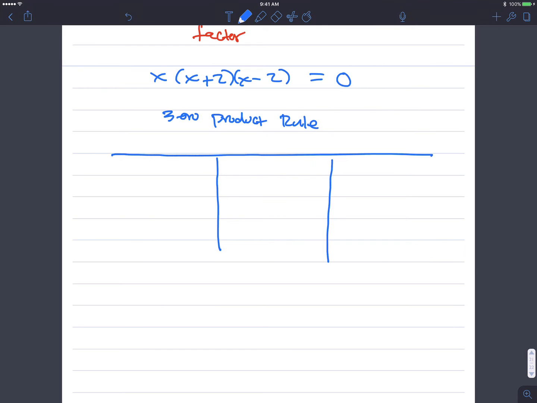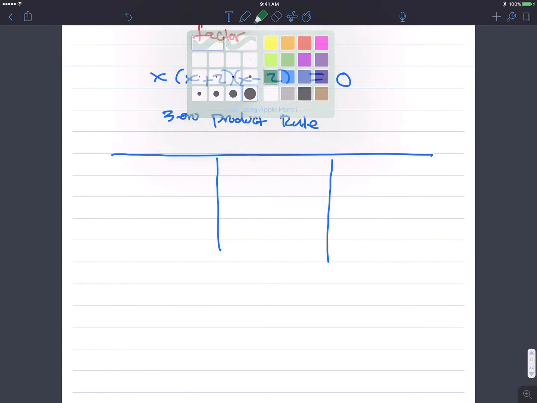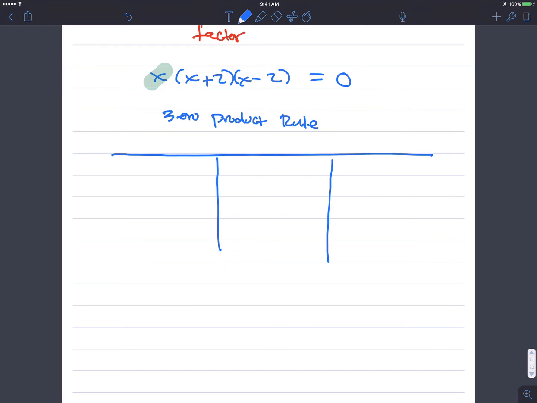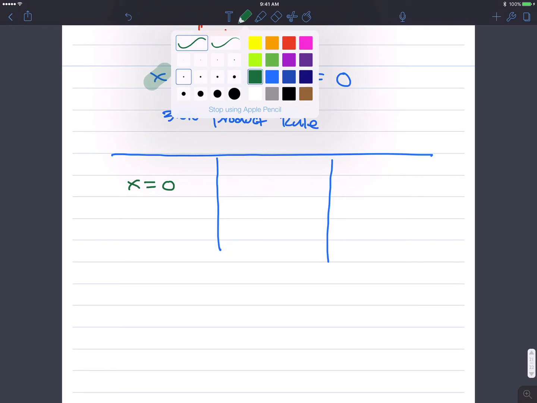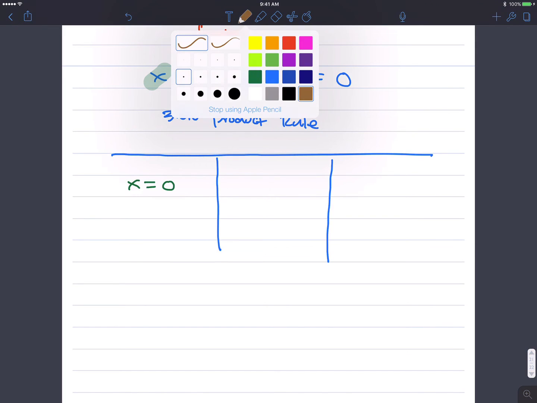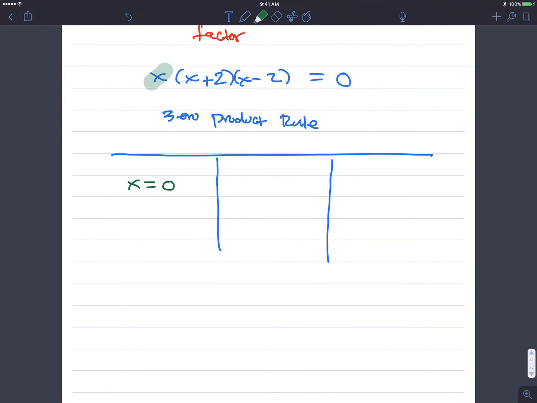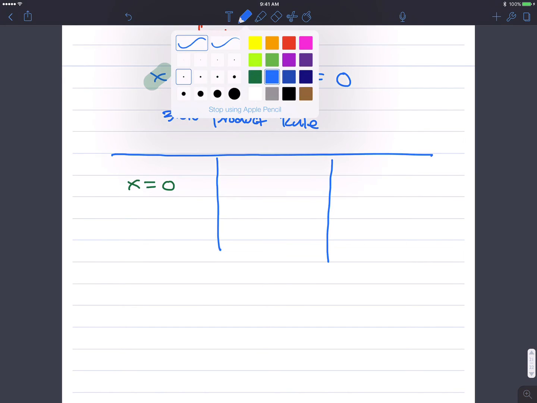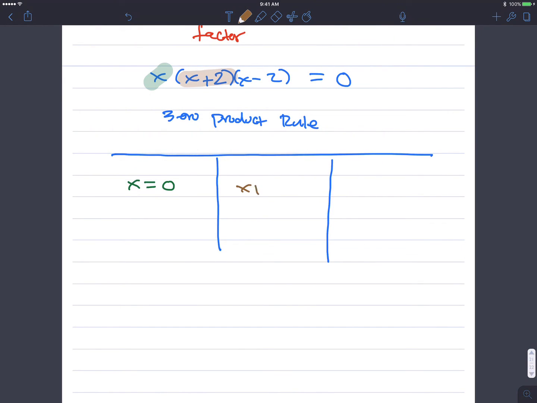So here's why I'm going to do that. Let me change some colors and see if you guys notice. This is my first term. So this is a generalization here. That means x is 0. Generalization of the zero product rule. Zero product rule only gave us 2 terms. Here's my second term. Let's find out here. Second term, x plus 2. So I'm going to say that x plus 2 is 0.